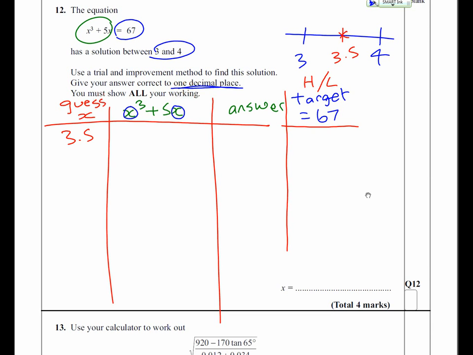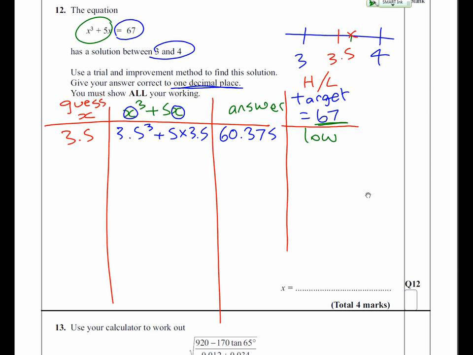So everywhere we've got x, we put 3.5 in our calculator. So you type in 3.5 cubed plus 5x, that's 5 times x, and our x we've said is 3.5. So 3.5 cubed plus 5 times 3.5 gives us 60.375. Our target is 67, so 60 something is too low. So 3.5 was too low. We need to try a guess of something a bit higher.